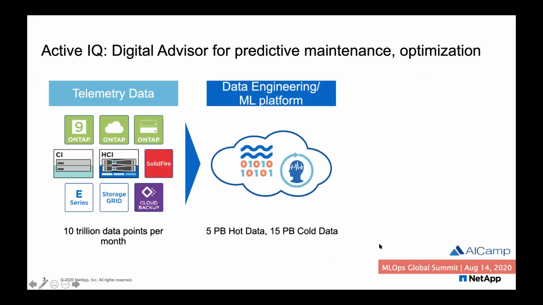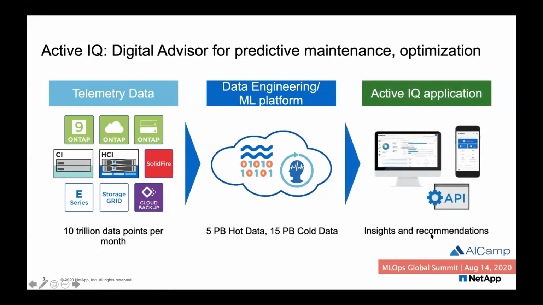We take all of this data and we run it through our data engineering and machine learning platforms. In aggregate, we have roughly about 20 petabytes of data today, 5 petabytes of what I'd call hot data that we look at quite a bit, and 15 petabytes of archival data. And we mine all of this to produce insights.